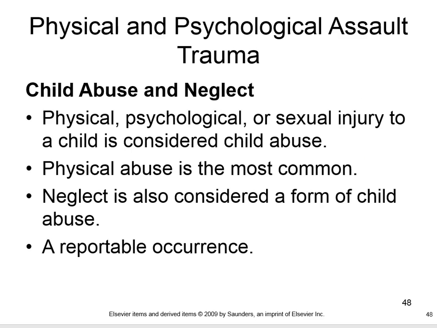Okay, the last things we're going to talk about are physical and psychological assault trauma. First one is child abuse and neglect. Physical, psychological, or sexual injury to a child is considered child abuse. Physical abuse is the most common. Neglect is also considered a form of child abuse. This is a reportable occurrence.